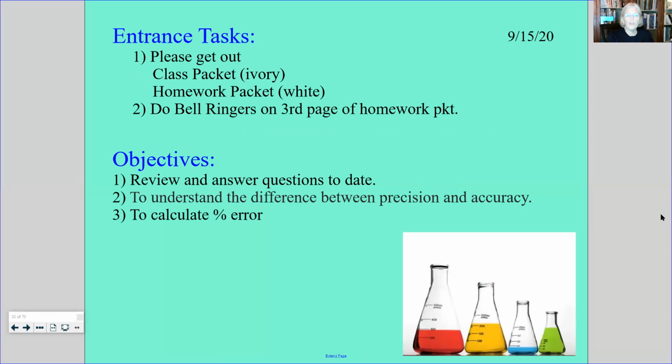Objectives: to review questions that you have to date. While I'm with you in class, I'll ask if you have any questions. Then precision and accuracy and percent error.